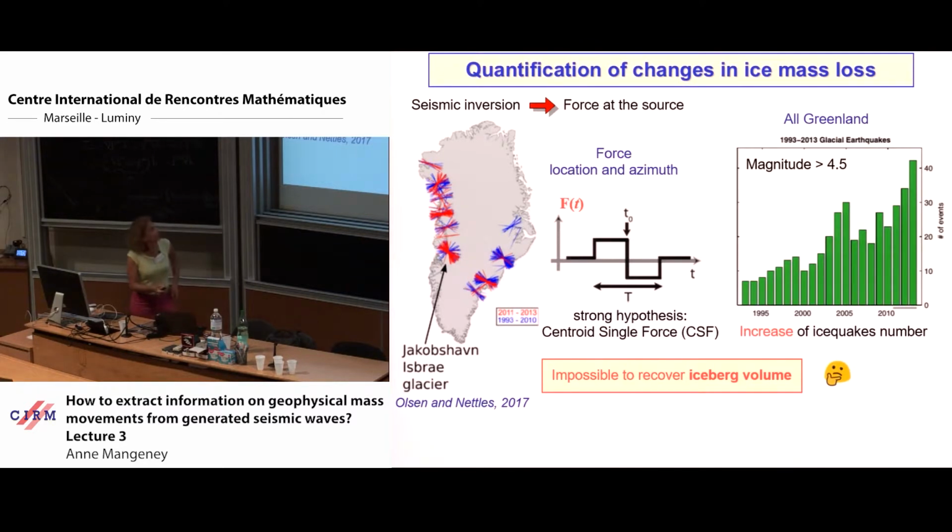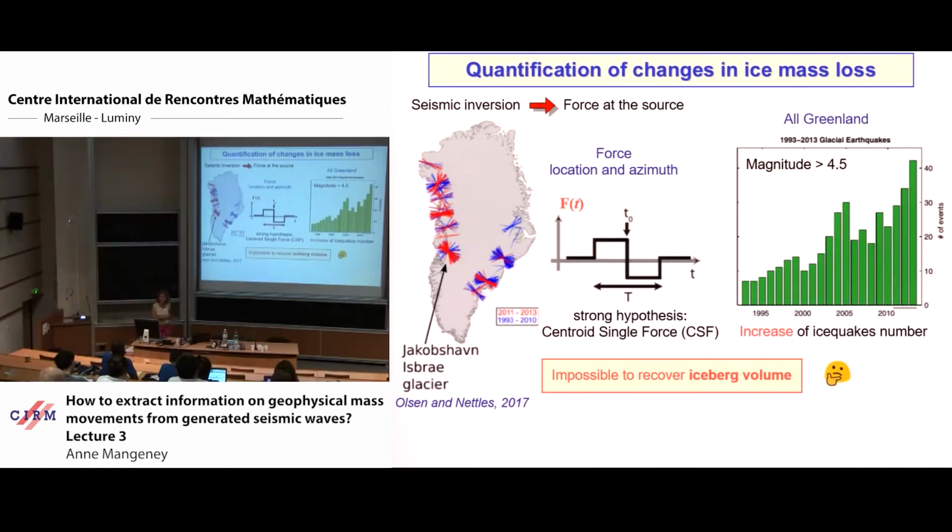So, in the first period, when the people looked at this, now you are very well aware of what we can do with seismic data. If we have low-frequency seismic data, we can invert them and recover the force that generates these waves. And it is what people did. But at that time, they didn't really know that we can do that without constraint. And they assumed this kind of force, so some acceleration, deceleration, as for landslide.